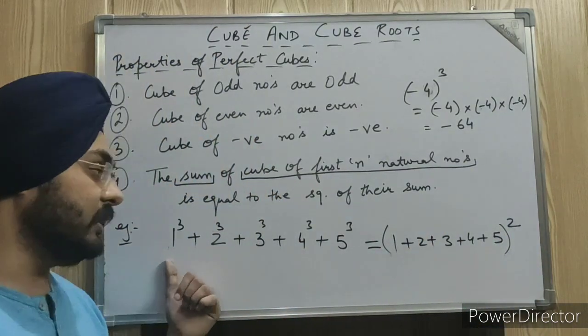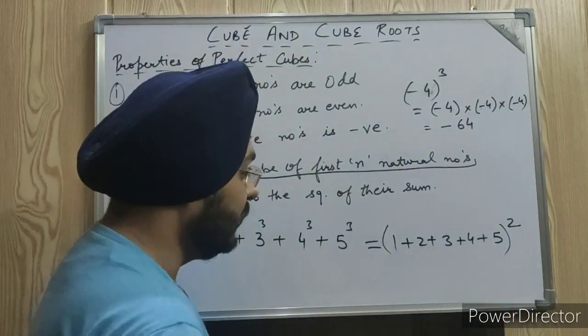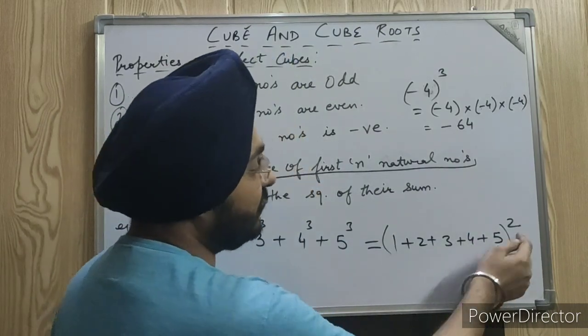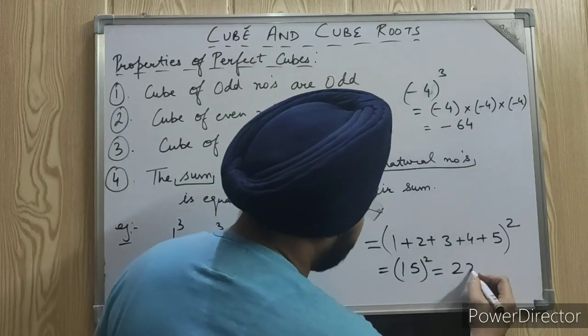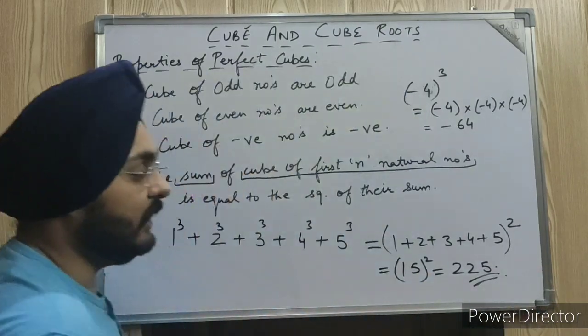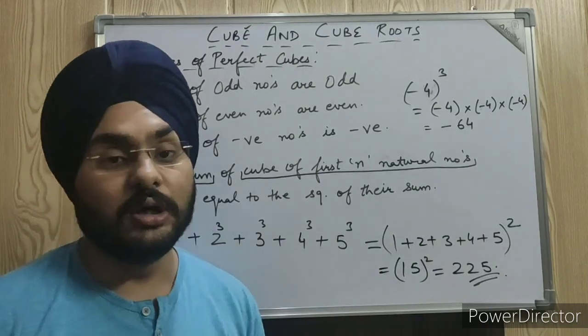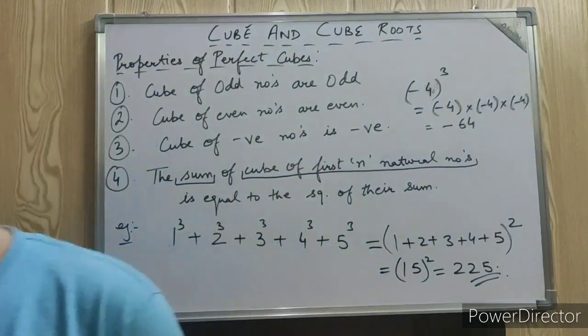So if you solve this, it will be the same only. So 1 plus 2 is 3, 3 plus 3 is 6, 6 plus 4 is 10, 10 plus 5 is 15. So we'll be left with 15 square. That will be equal to what? 225. You can solve the left hand side also, that will also be equal to 225. Now coming to the next question.